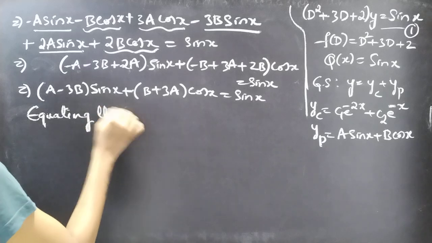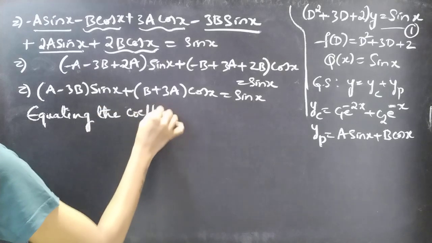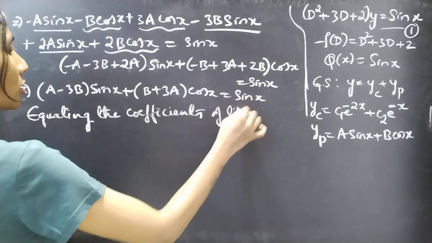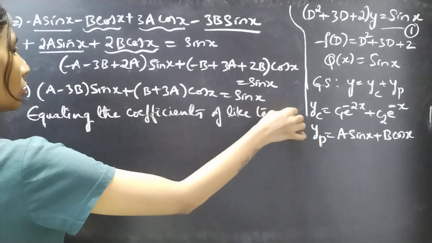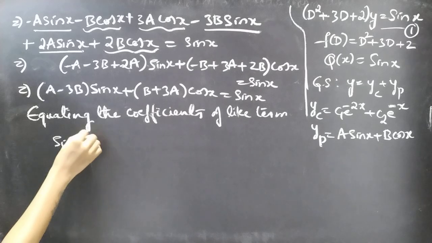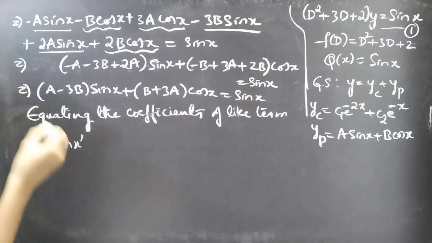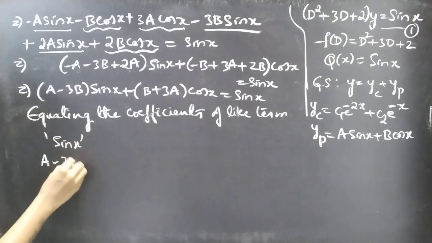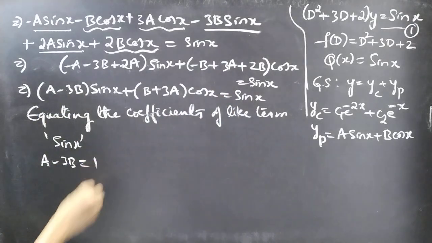Equating the equations of like terms, I'll begin with sin x. Just equate the equations of sin x. We'll get a minus 3b equal to 1.